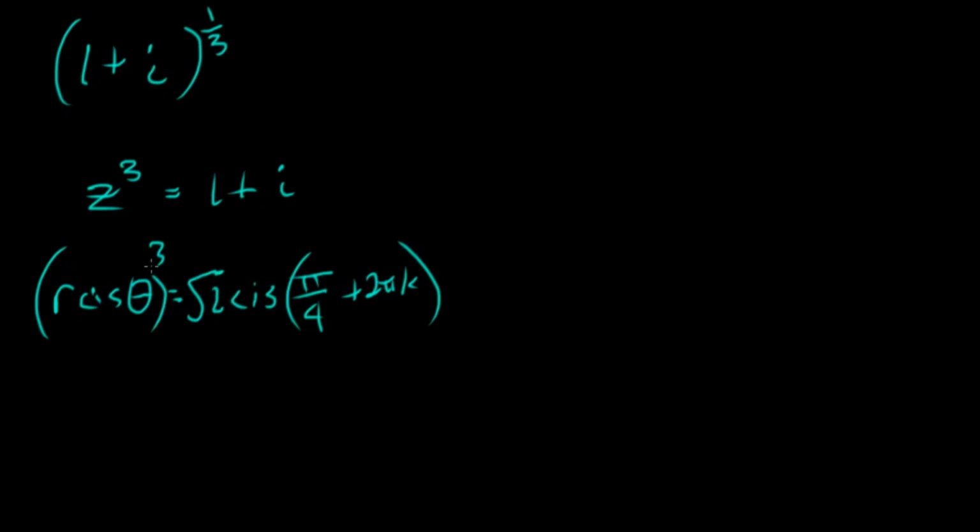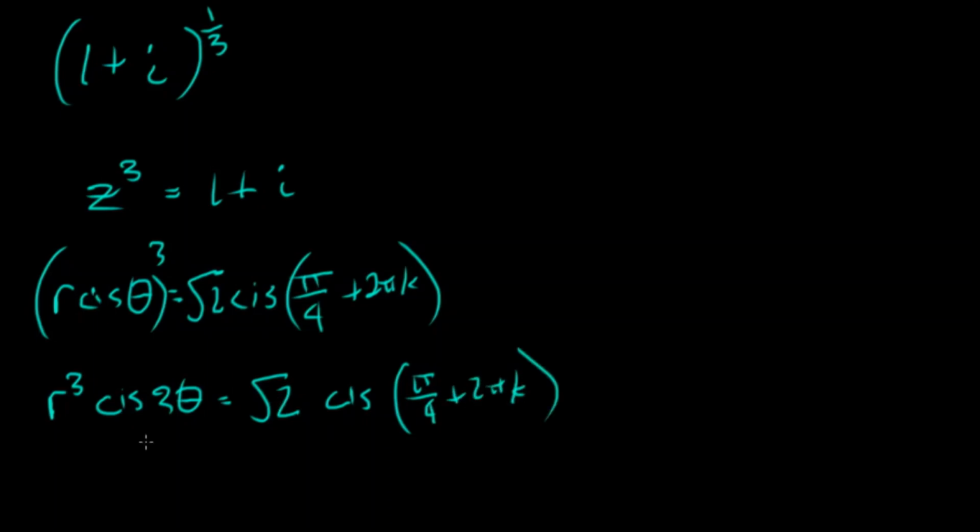All right. So, De Moivre's theorem, this is going to be R cubed times cosine plus i sine of 3 theta. And that's going to be equal to root 2 times cosine plus i sine of pi over 4 plus 2 pi k. Right? What is theta? What is R? All right. What is theta and what is R? Well, let's just solve that. So R cubed needs to be equal to root 2. So R is going to be the sixth root of 2.